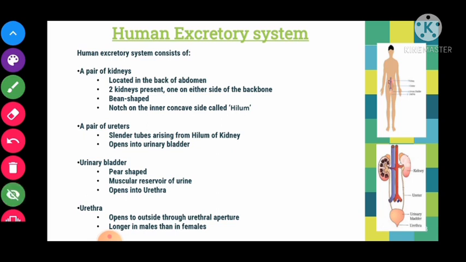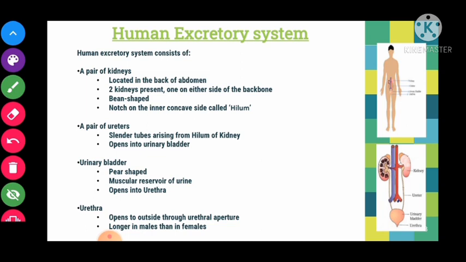Then we have the next important part, a pair of ureters. Children, the ureter is a cylindrical tube arising from the hilum of the kidney. It opens into the urinary bladder. The urinary bladder is a pear-shaped muscular reservoir of urine, which opens into the urethra. Now the next organ is the urethra. So the urethra opens to the outside through the urethral aperture.